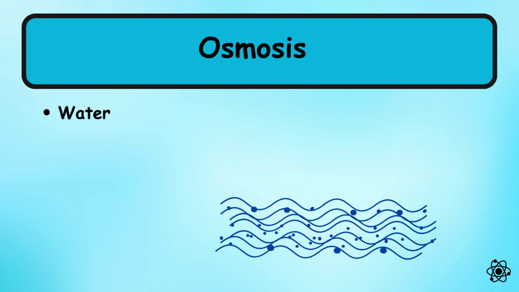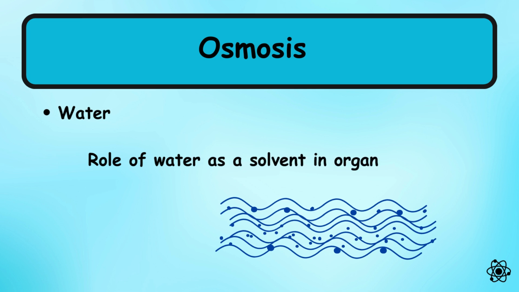The next process we are looking at is osmosis. We must first understand the important role of water as a solvent in organisms. Substances dissolve in water, so water acts as the medium in which substances are moved around the body. Water is important for transport. Dissolved substances can be easily transported around organisms.